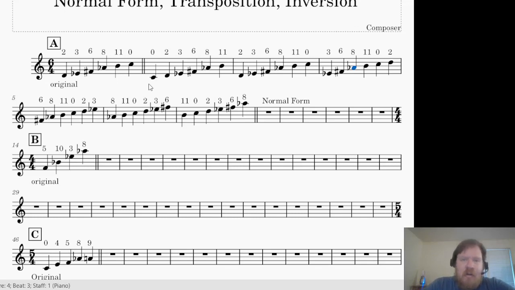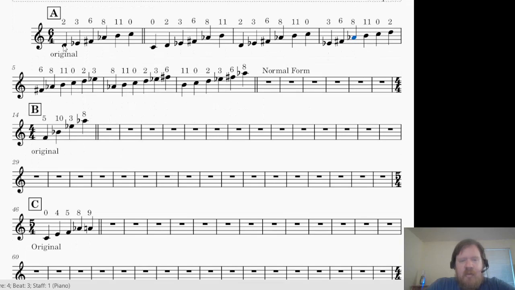Hi everybody, we're going to start with normal form and finding the normal form of a set of pitches, a pitch class set. So we'll start here with this set right here, this first measure. This is my original set. I've got a D, E flat, F sharp, A flat, B, C, or if I use the integer notation, 2, 3, 6, 8, 11, 0. That's the version that I was originally given, let's say.